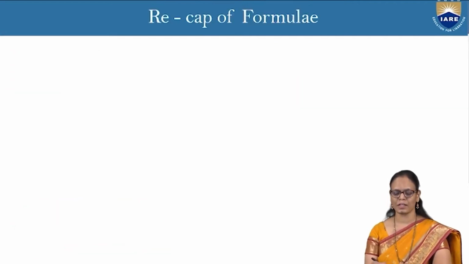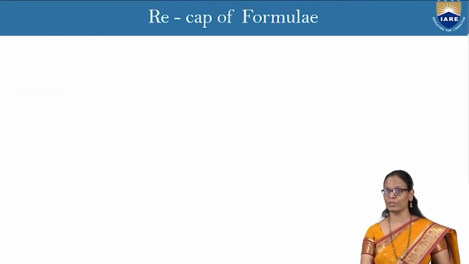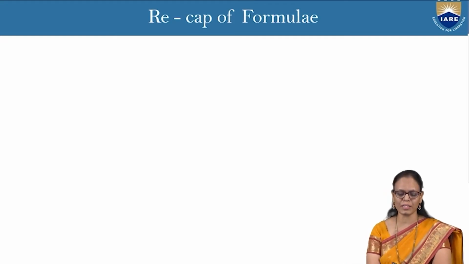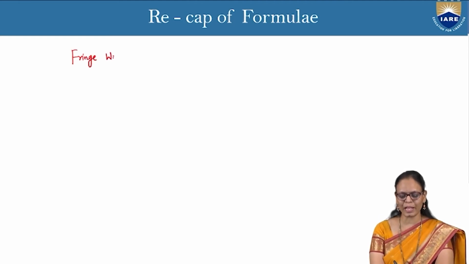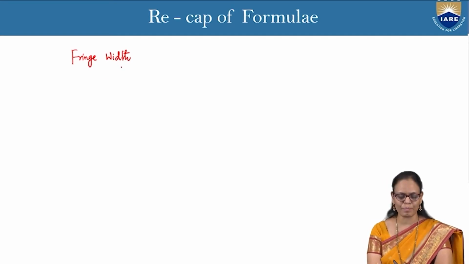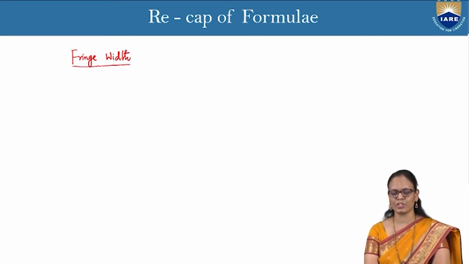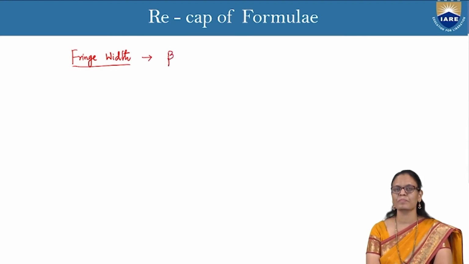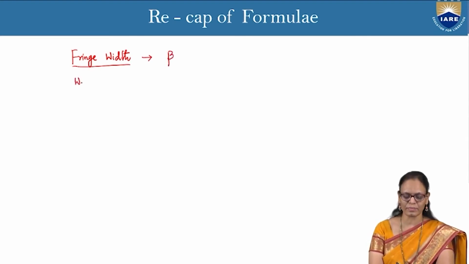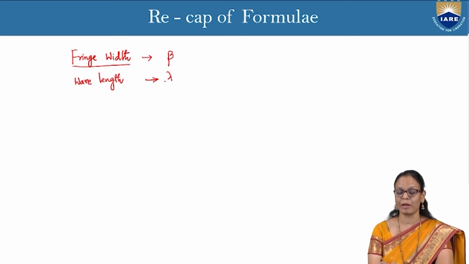Now let us have a quick recap of what we are going to use throughout our numericals. So we are doing numericals only on fringe width today. We may be taking the Young's double slit experiment or the bi-prism experiment, but we will calculate the fringe width. So fringe width is denoted by beta. And the wavelength of the light source is denoted by lambda.